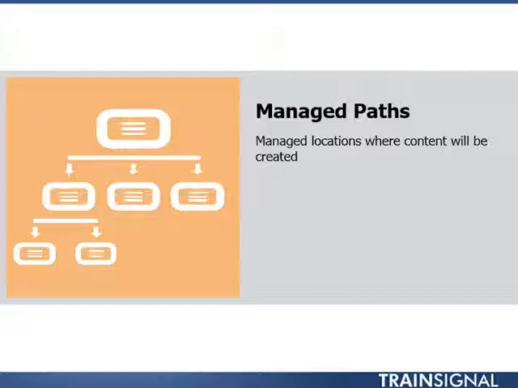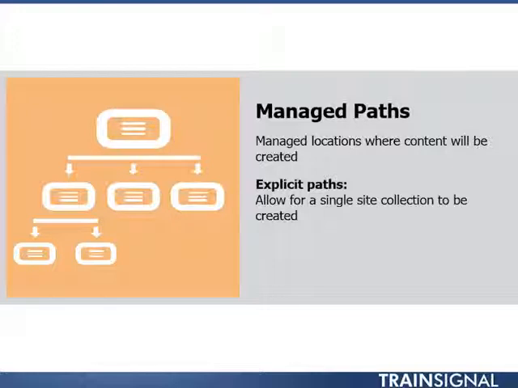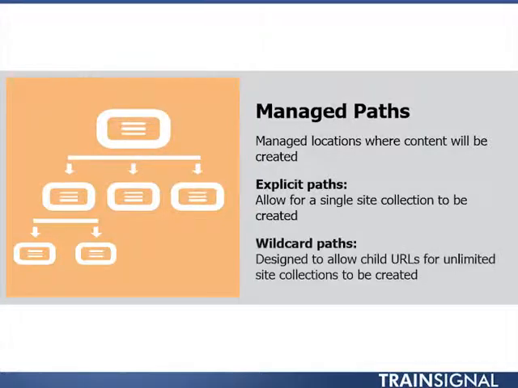Now, there are two types of managed paths. Explicit paths, which allow for a single site collection to be created. This doesn't leave us any room to create additional site collections below it, as opposed to a wildcard path, which is designed to allow for child URLs so that we can have unlimited site collections created beneath it. And what we intend to do in this lesson is actually use both. We're going to create a site collection using an explicit path and several using the wildcard paths. So hang on there with me. We're just moments away from doing that.